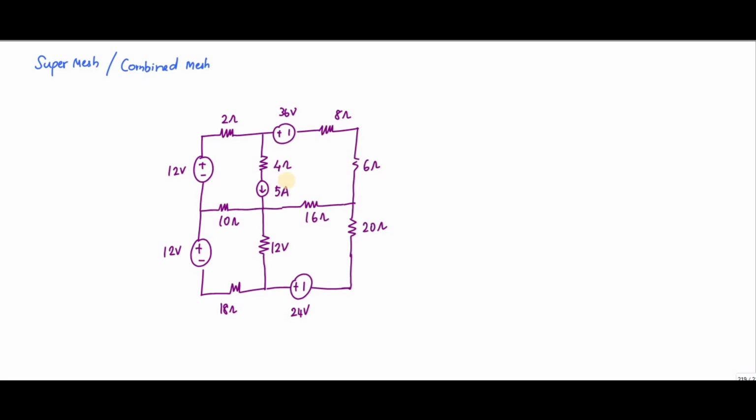Because here you have a 5 amp current source, this forms a super mesh. If I consider this current as I1 and this current as I2, I1 is in the same direction as the 5 amp source, so I1 minus I2 is equal to 5. And for the current flow in this combined mesh, I can redraw it like this.